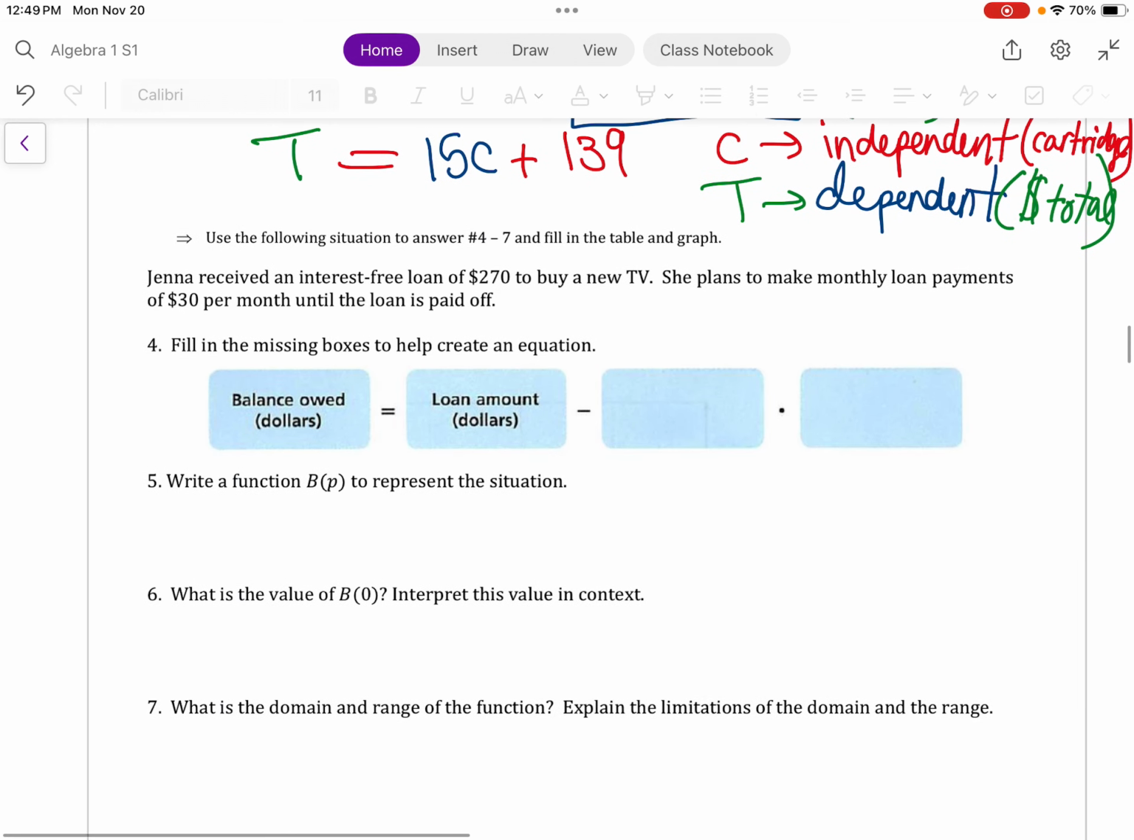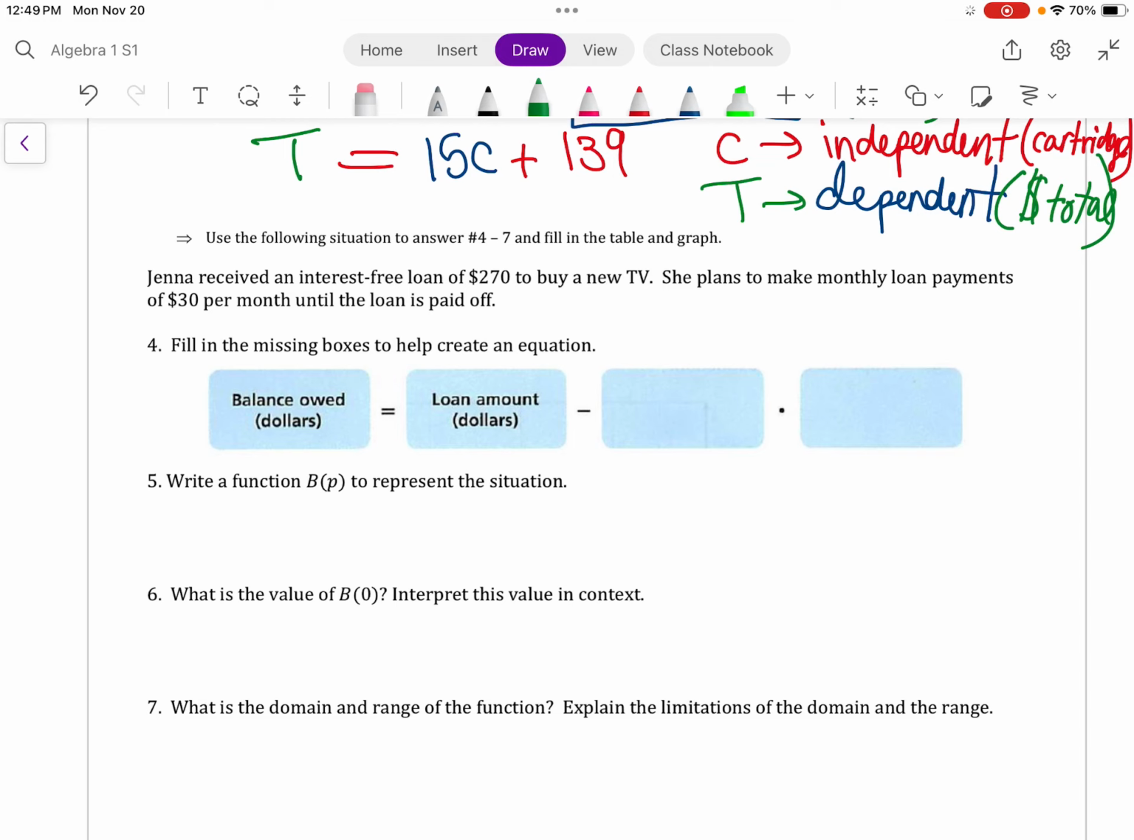Moving on up. Jenna received an interest-free loan of $270 to buy a new TV. She plans to make monthly loan payments of $30 per month until the loan is paid off. So the 30 per month is what is going to be attached to the M. What is the loan amount? It's $270. So we're going to subtract it because we want to pay this off, y'all.